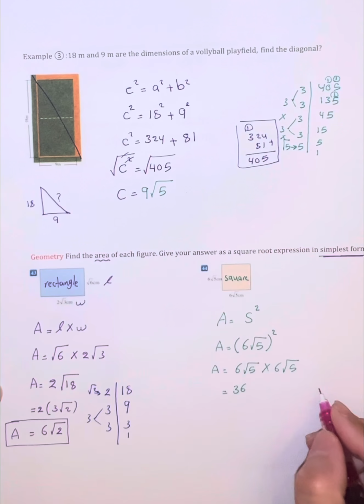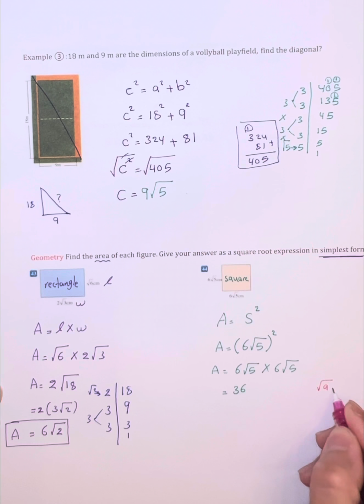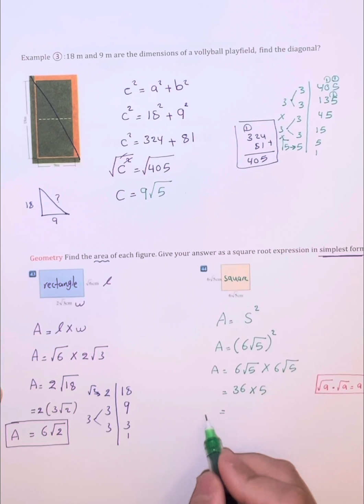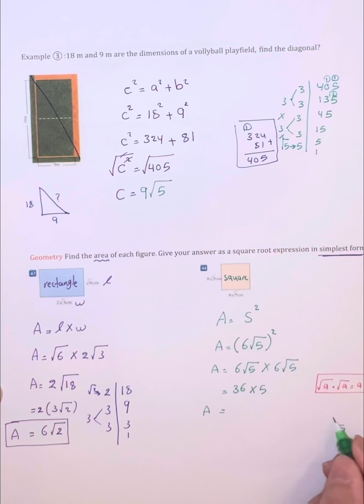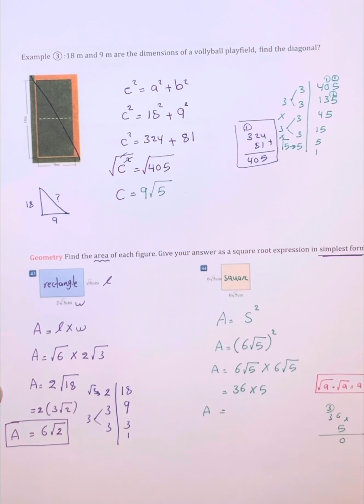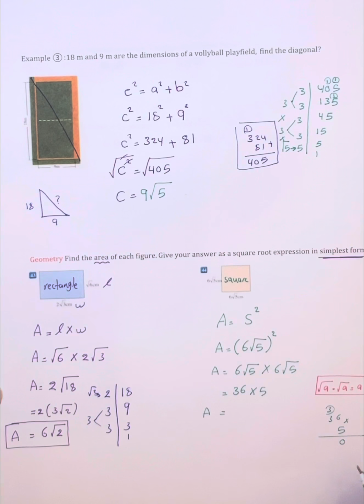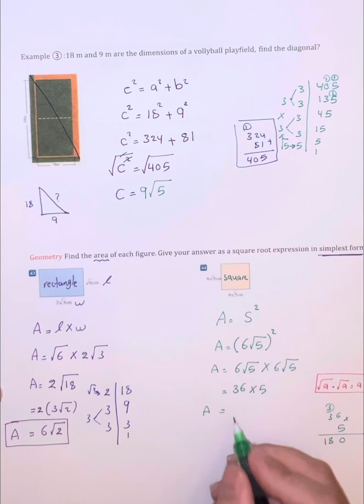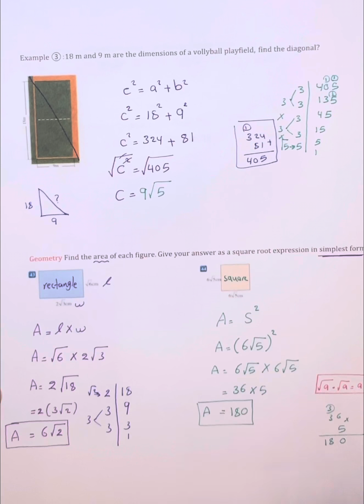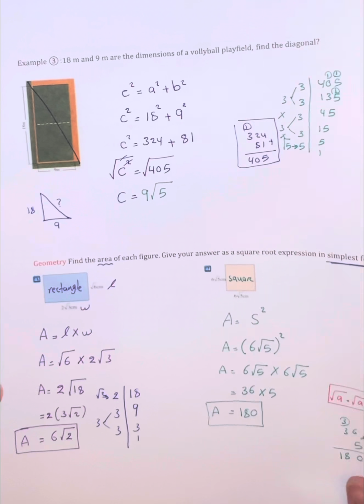And there is a note. Square root of a times square root of a will be a. If we have the same radicand, we will just write the radicand. Equals, multiply them. 5 times 36, 5 times 6 is 30, and we carry 3. 5 times 3 is 15, with 3 will be 18, so 180. This is the area of the square.